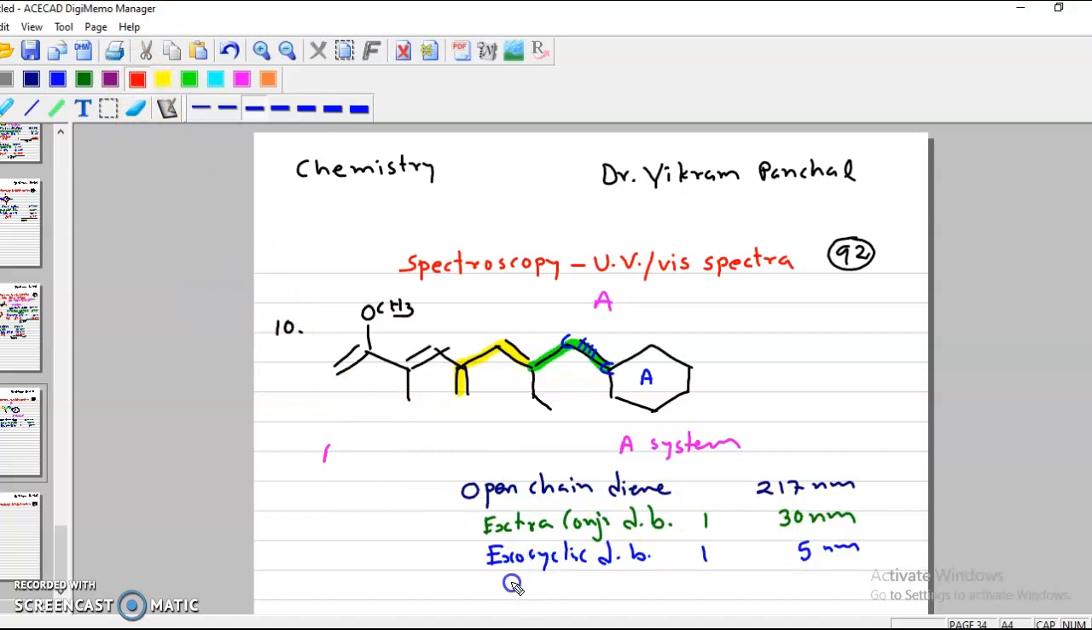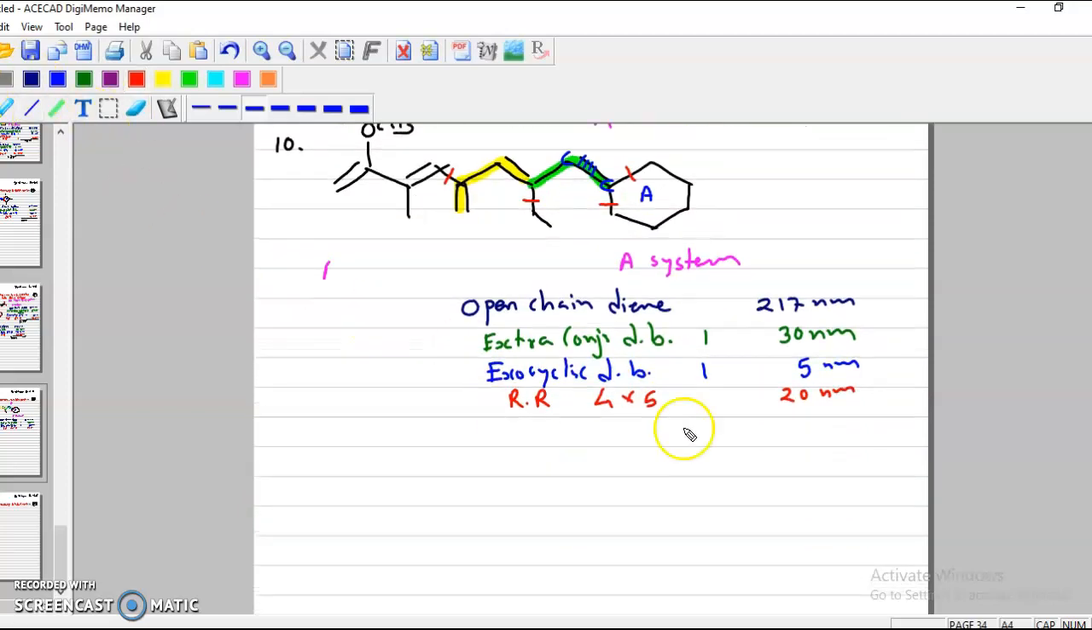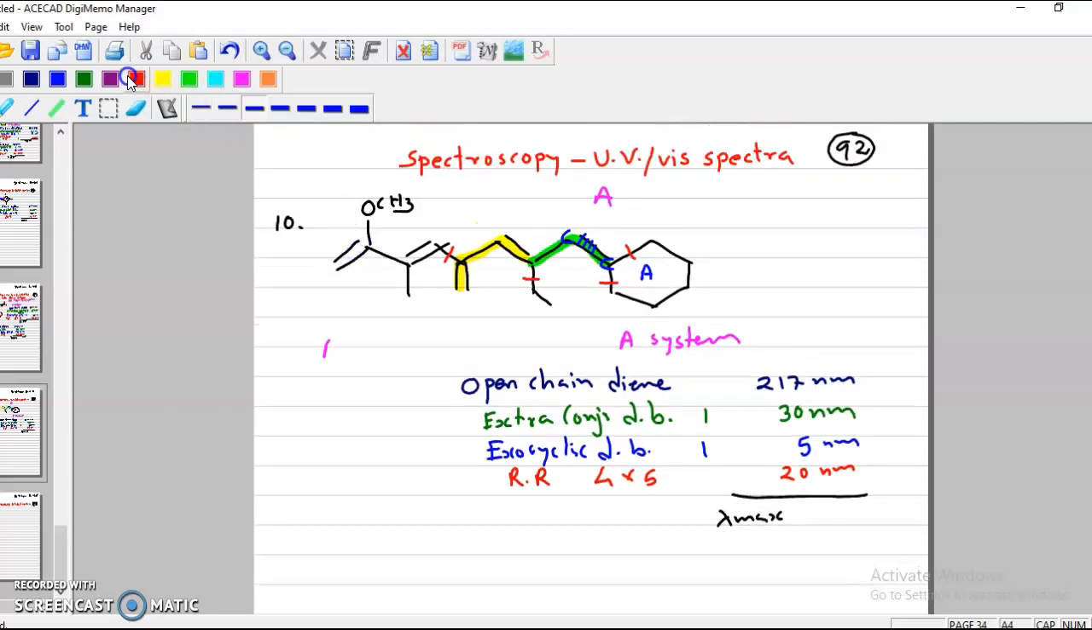Next is ring residue or substitution. So we start from here. This will be ring residue for this carbon. Next going here, ring residue. Again, we go here, this and this one. So total 4 ring residues, and therefore we will add 20 nanometer for this one. So now we have to make a total of this and find out lambda maxima. Okay, this is definitely cross conjugation. This is an example of cross conjugation. Why? Because the system remains common for both.